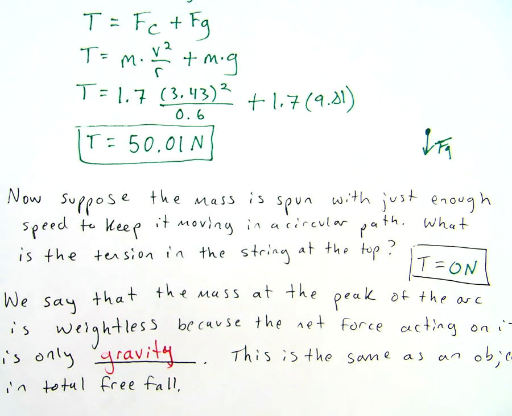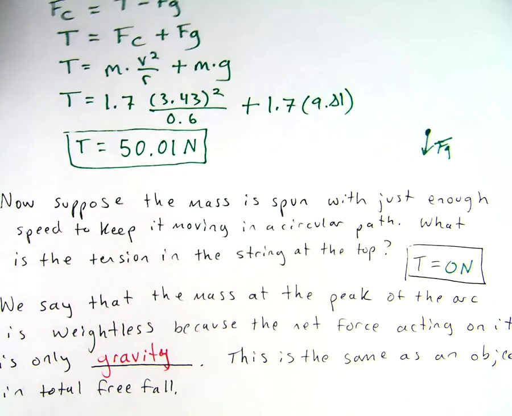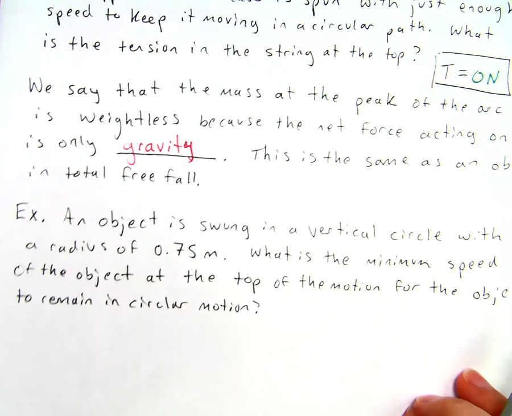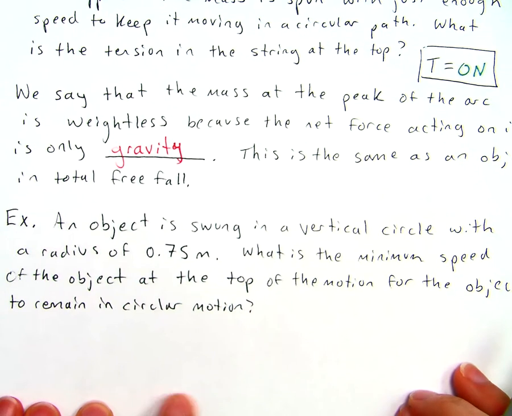This is the same as an object in total free fall. So the same feeling that you get at the top of a roller coaster loop is the same thing as if you were falling freely through the air. Kind of a scary thought, but thankfully for roller coaster engineers, we are always safe. So I do have one quick last example just to show you how you would use this minimum speed problem.